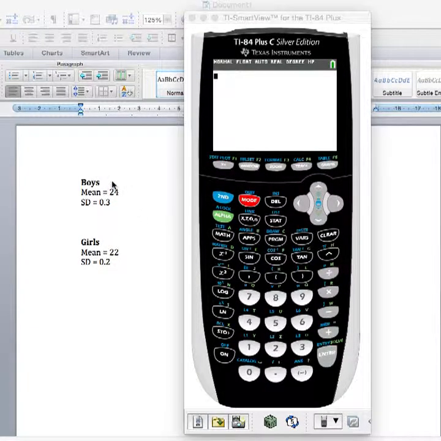Here is a short video showing you how to use your calculator to draw the normal curves showing the probability distribution. So it's the kind of thing you might want to use in your math studies coursework.